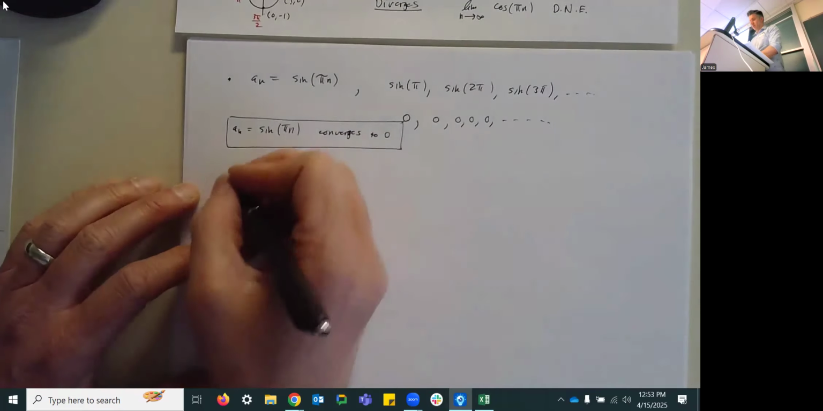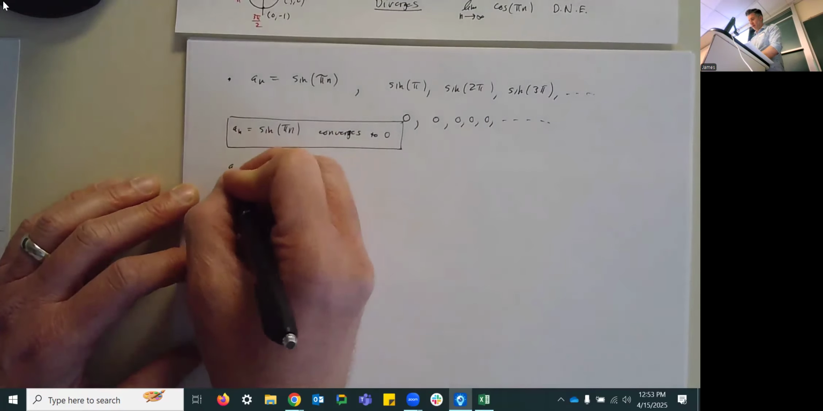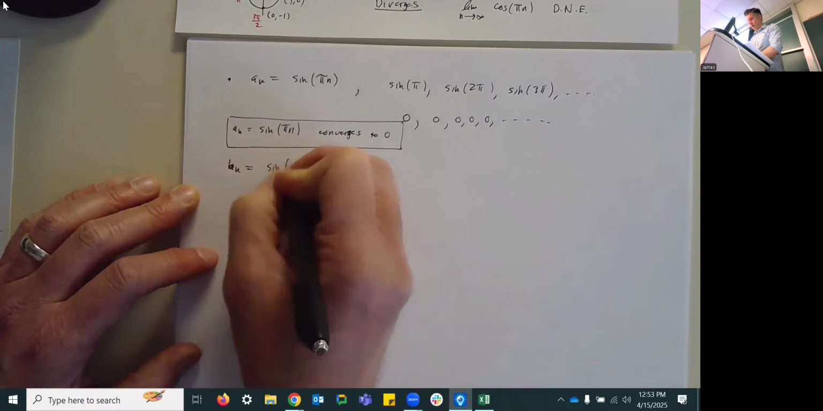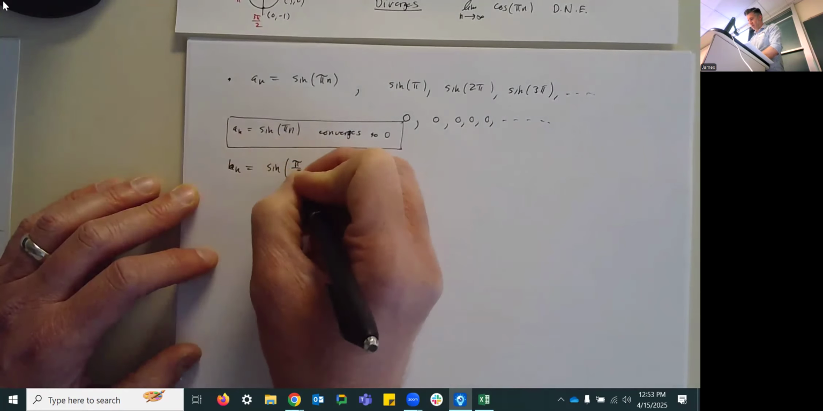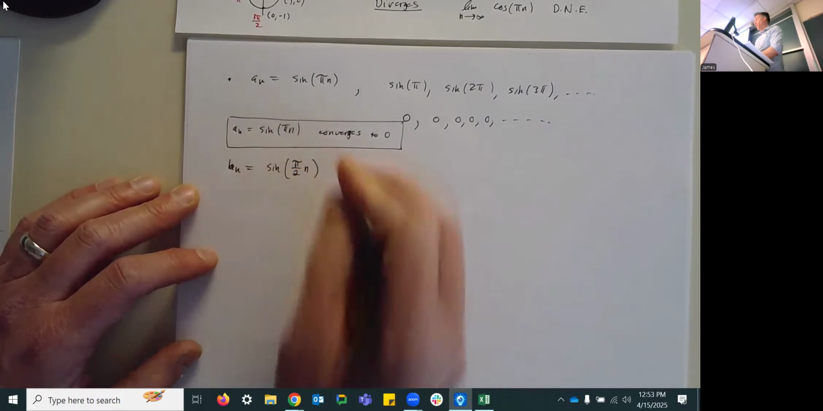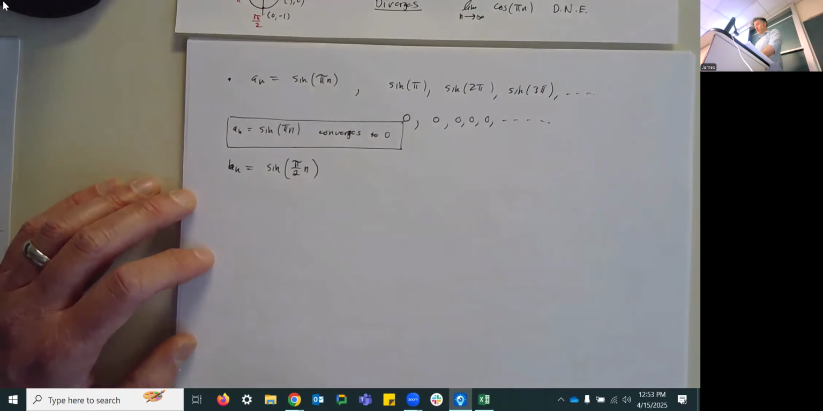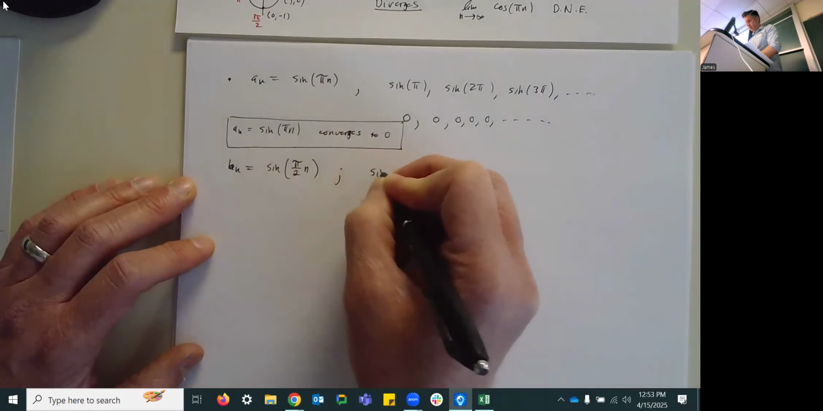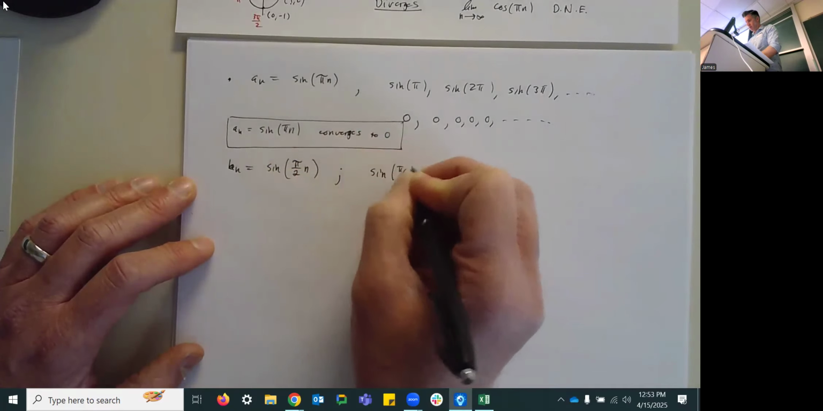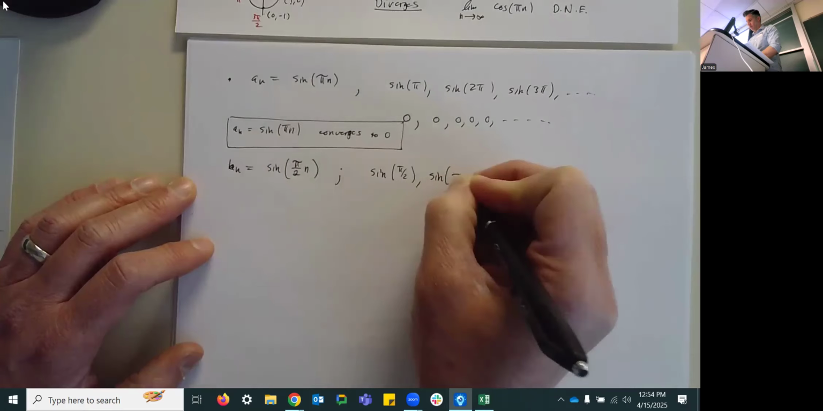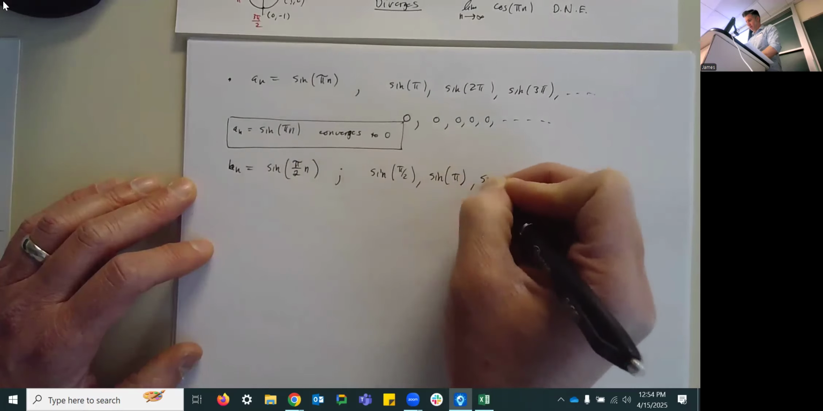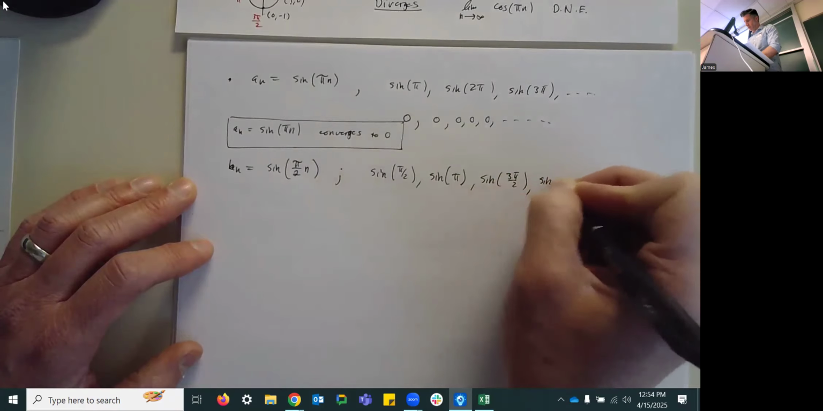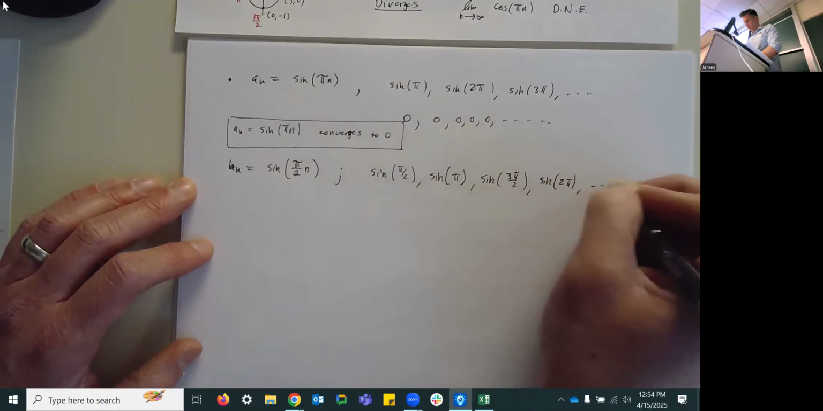Now, if you were instead to write something like a sub n equal to, let's try to call it b sub n. If it was sine of, say, pi over 2 times n, then you'd have a different story. Because then we'd have terms like sine of pi over 2, and then sine of 2 pi over 2, and then sine of 3 pi over 2, and then sine of 4 pi over 2, which is 2 pi, and so on and so on.